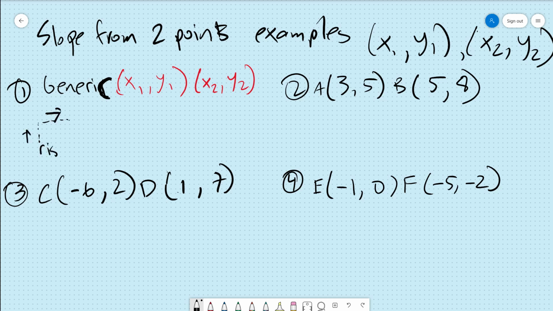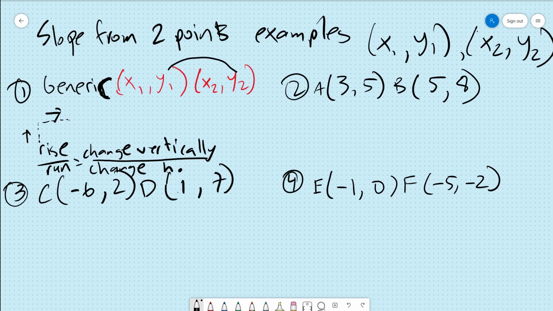Some people like to say that as rise over run. Some people like to say that as the change vertically over the change horizontally. But as far as you're concerned, the main thing you gotta do is keep these two right coordinates together at the y's and subtract those on top.